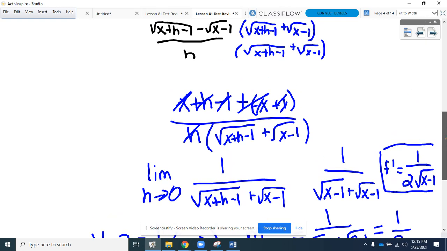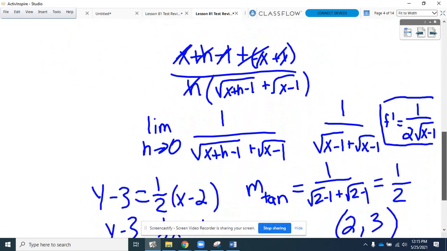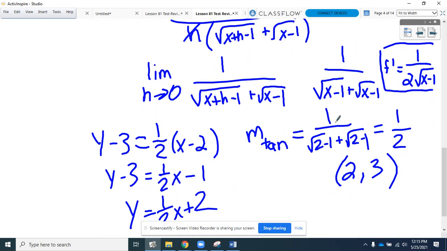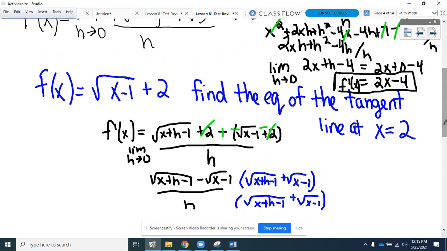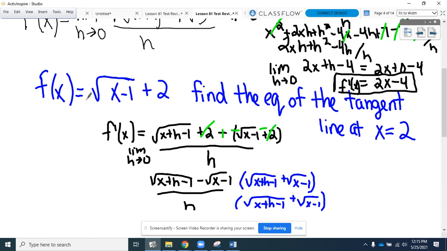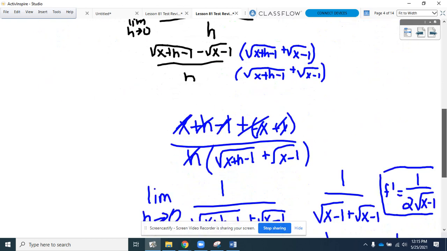So if the question actually asks, which it does, for the equation of the tangent line at x equals 2, I plug 2 into my derivative and I get 1/2. 1/2 then is the slope. I know the 2. How did I get this 3? How do you ever get a y value if you know the x value? You plug into the original function. If you put 2 in the original function, you get the square root of 1 plus 2, which is 3.